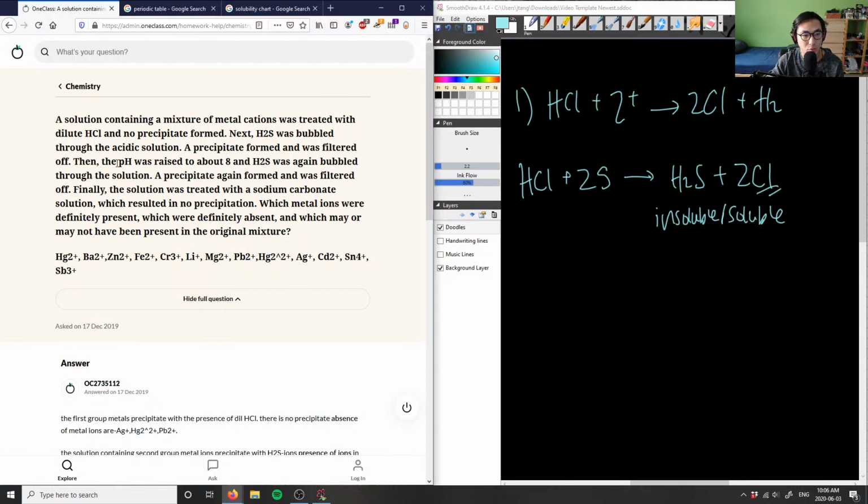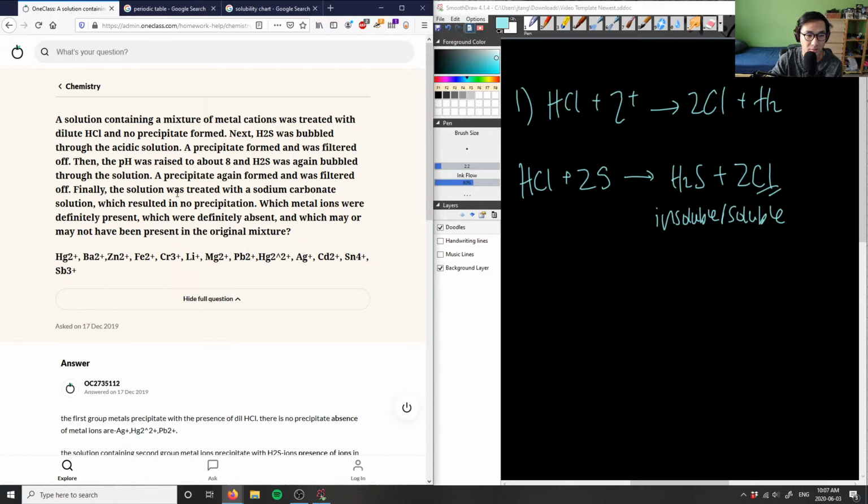And then what we're doing is we're raising the pH to about 8, and then H2S was bubbled through the solution. Again, a precipitate formed and it was filtered off. So now we're raising the pH. You can think of it as we're not treating it with dilute hydrochloric acid anymore. We're treating it with maybe some base.